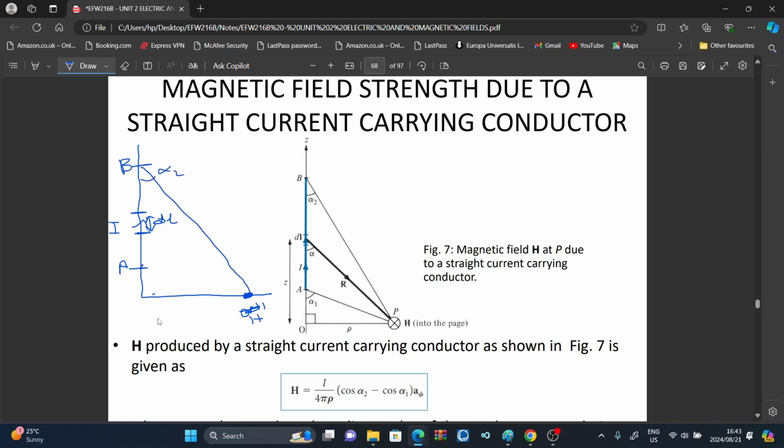So you can say it's the field strength due to a straight current carrying conductor. So yeah, let's do it again. The field strength is due to the straight current carrying conductor.